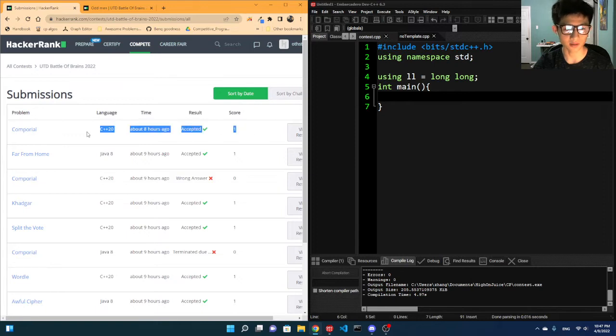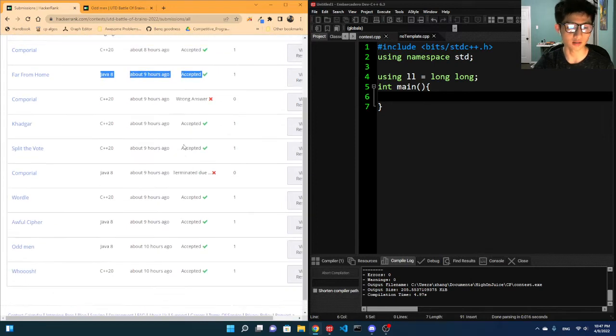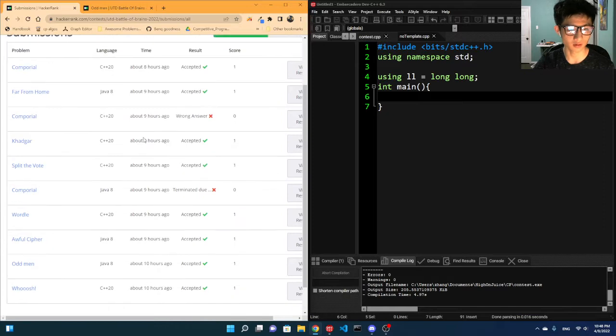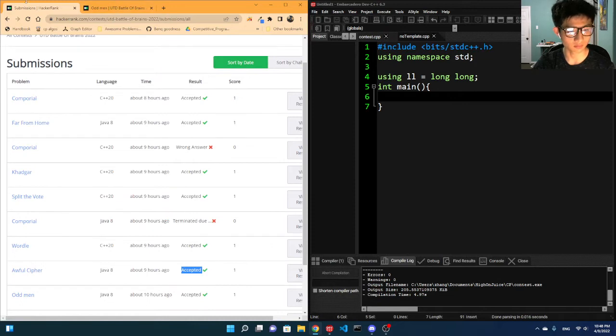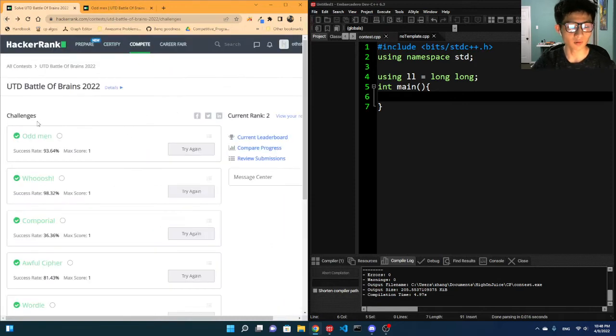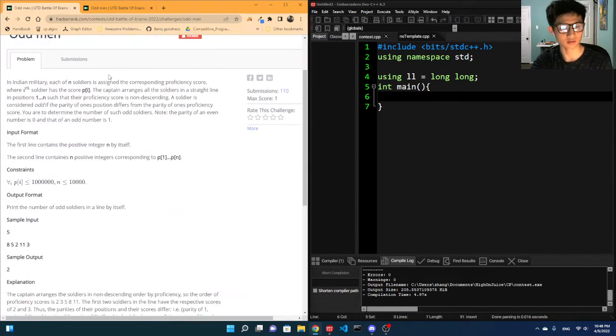I did C++, and anything Java related is Sam. So here it is. I did Comportal, Cadgar, Split the Vote, Wordle, and Whoosh. But Sam did all the other stuff. So anything I've solved, I'm just gonna look at my old code, and anything Sam solved, I'm just gonna code it out and see if I can get it right.